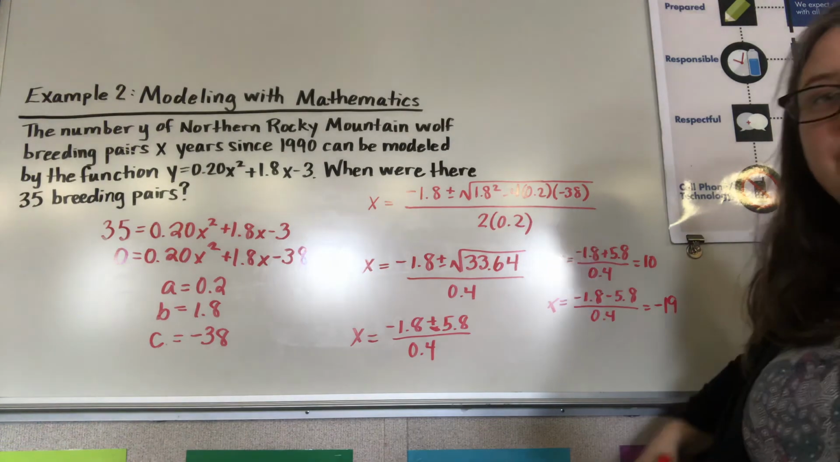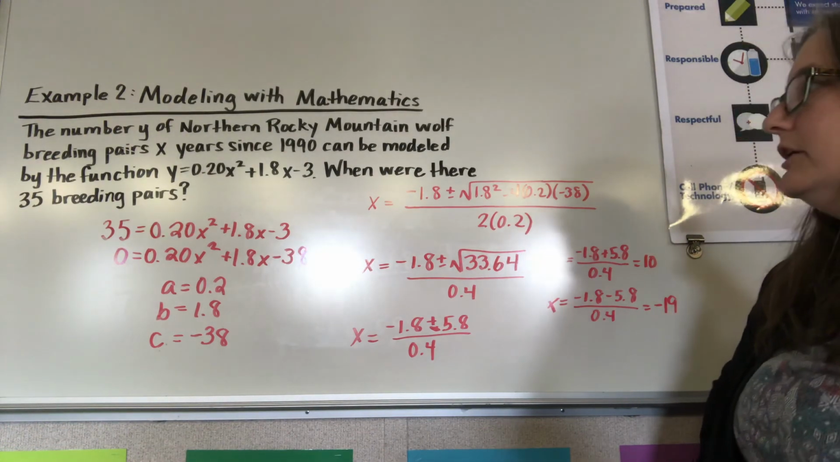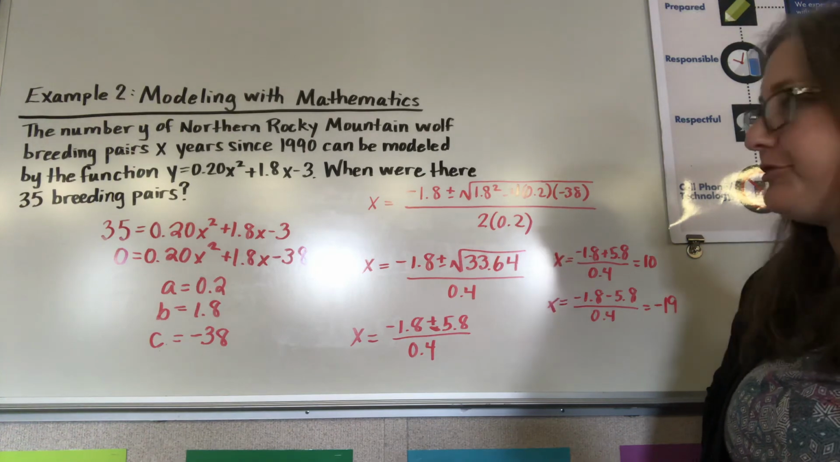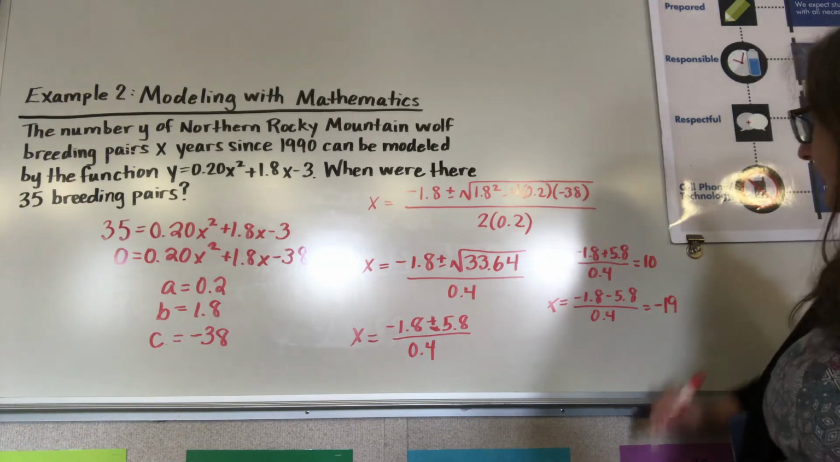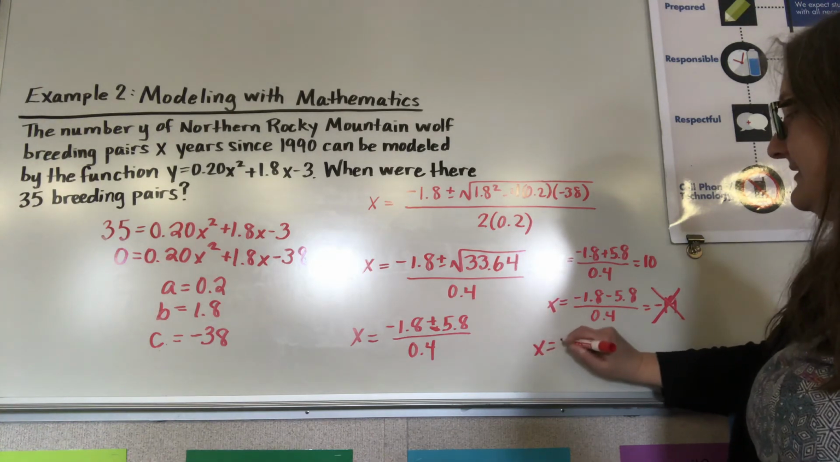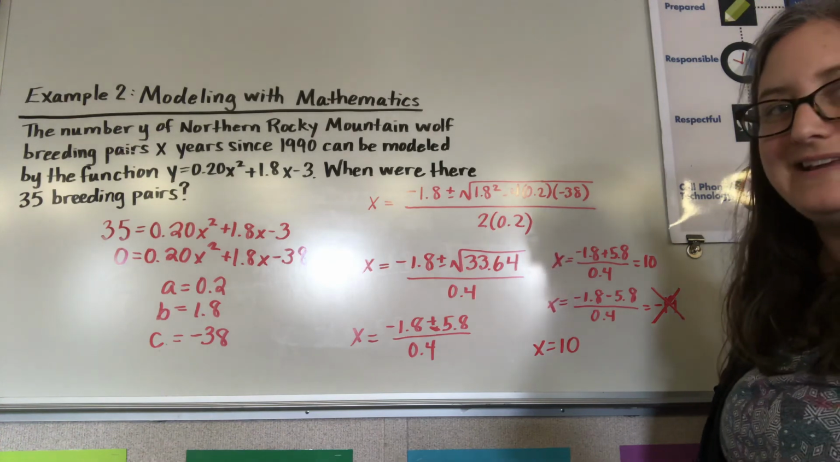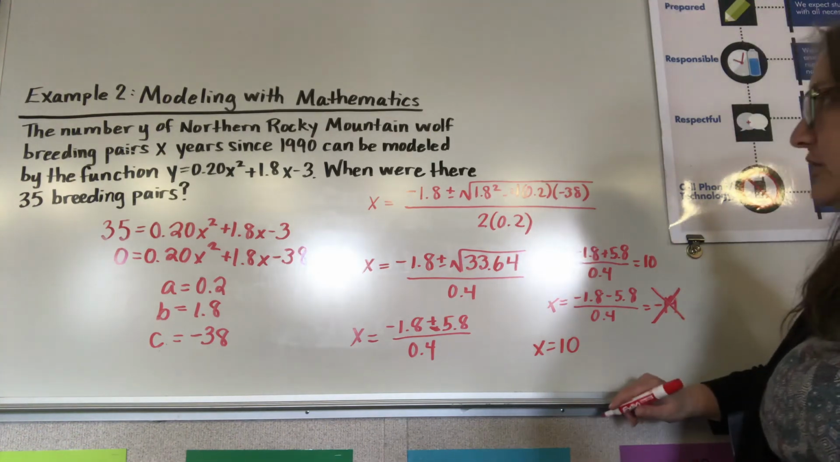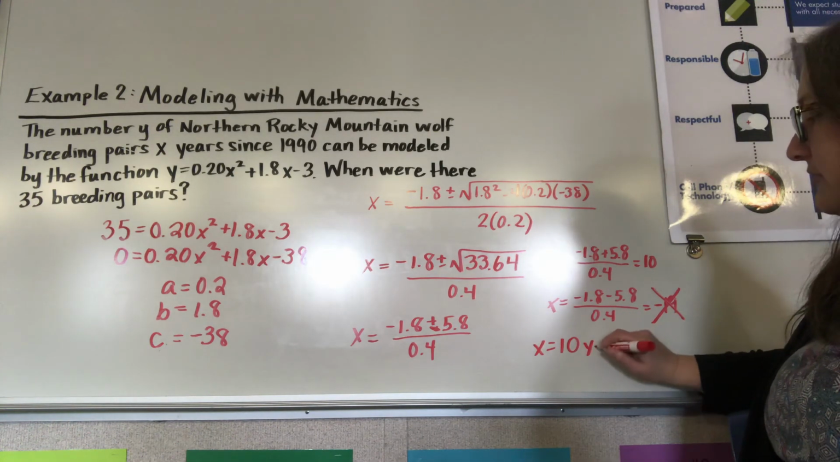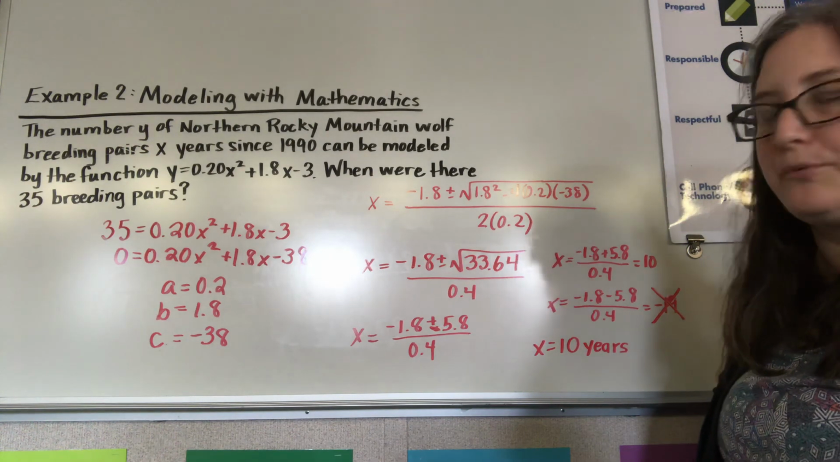Now, x stands for the number of years since 1990. So we're trying to figure out when there were 35 breeding pairs. So a negative number of years isn't going to make any sense. So we get 10 as our answer. So 10 years since 1990. So in the year 2000, or 10 years later, we will have the 35 breeding pairs.